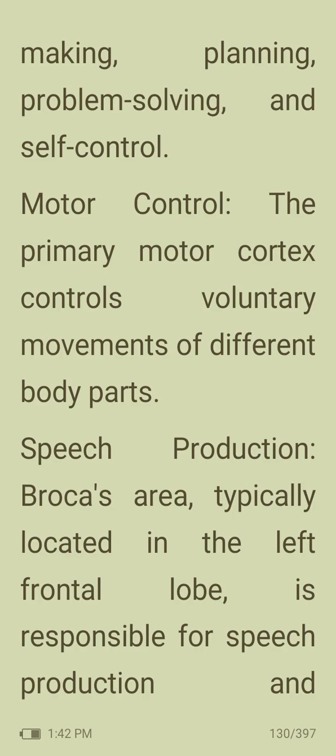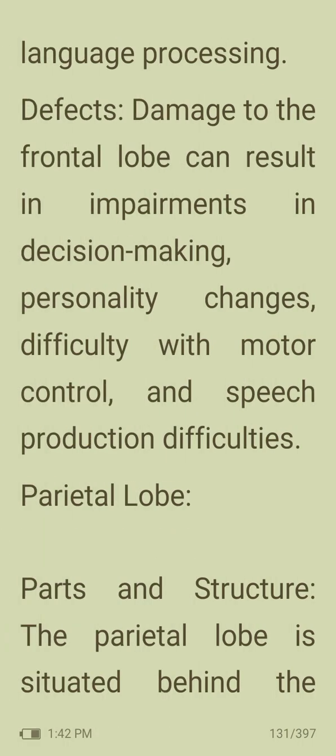Then, motor control. The primary motor cortex controls voluntary movements of different body parts. Then, speech production. Broca's area, typically located in the left frontal lobe, is responsible for speech production and language processing. Damage to frontal lobe can result in impairments in decision making, personality changes, difficulty with motor control, and speech production difficulties. Then, parietal lobe, parts and structure.